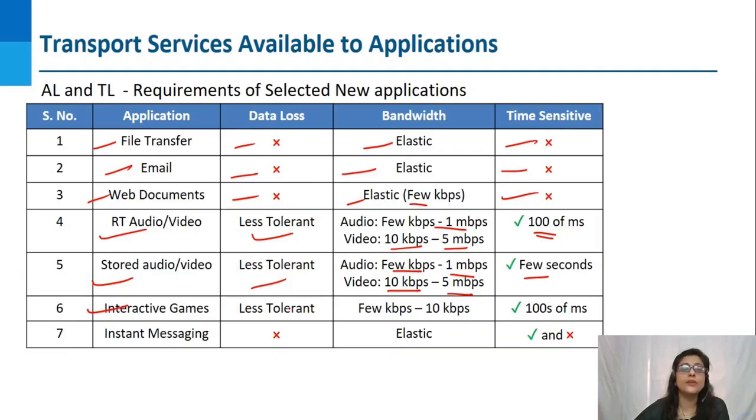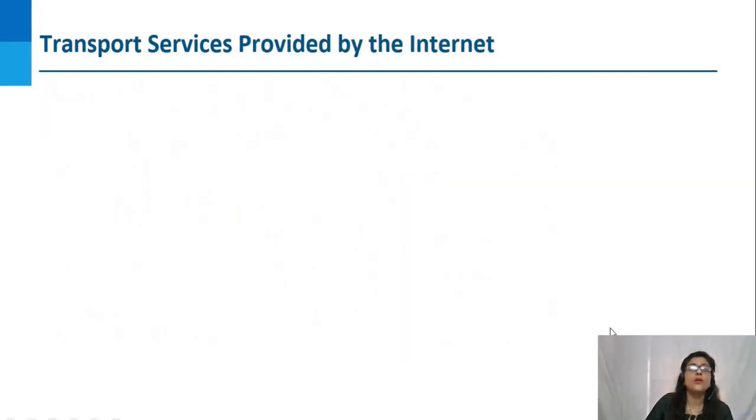Then we can have interactive games, where data loss is less tolerable and bandwidth is a few kbps to 10 kbps, and it is also time sensitive, hundreds of milliseconds. Last but not the least, the example is instant messaging, where data loss is not tolerable. Bandwidth is elastic in nature and it is at times time sensitive, and at times it may not be time sensitive.